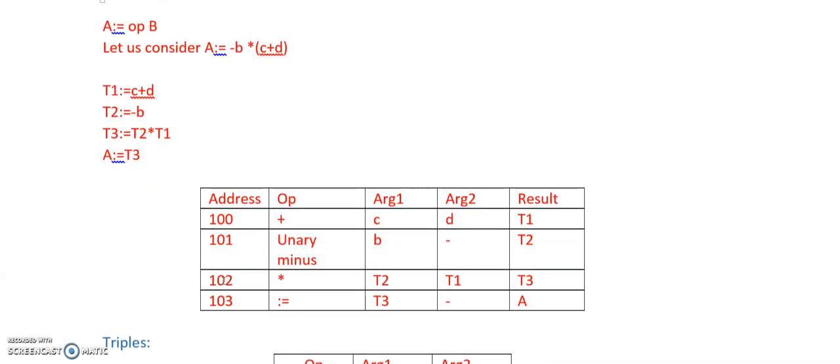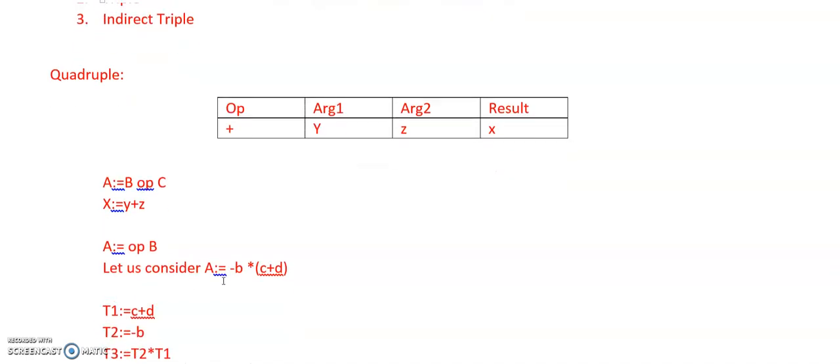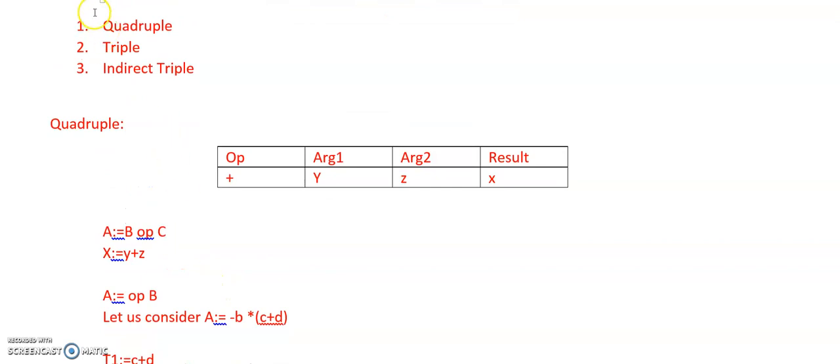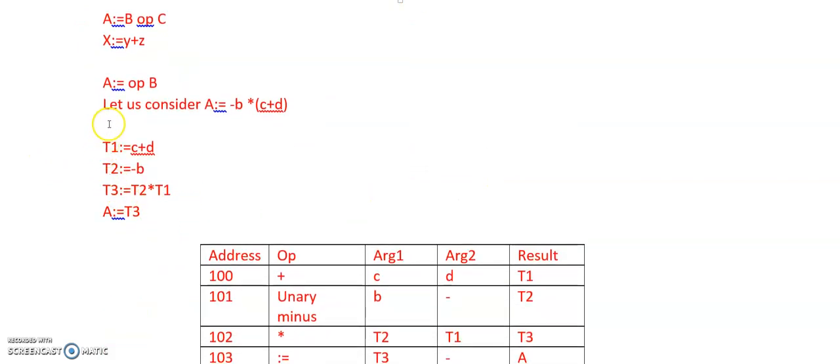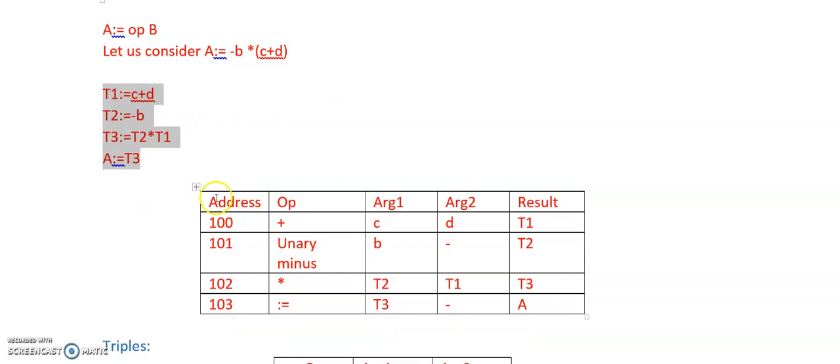So this is the way of writing quadruple, triple, and indirect triple. Once again I am repeating, a quadruple contains 4 address fields: operator, argument 1, argument 2, result. Argument 1 tells about the first operand, argument 2 tells about the second operand, and the result field tells about the value that is allocated, the result operand. So this is a simple example we discussed for writing a 3 address code, and this is the quadruple representation for the given example.